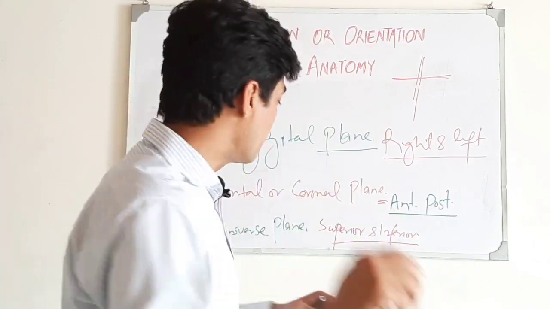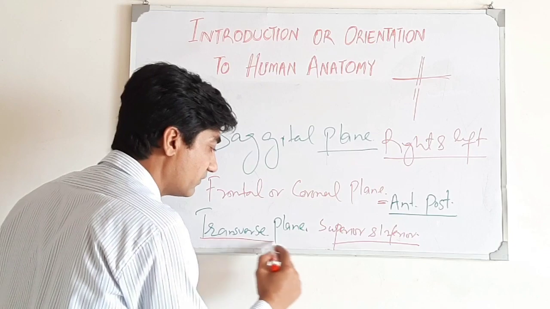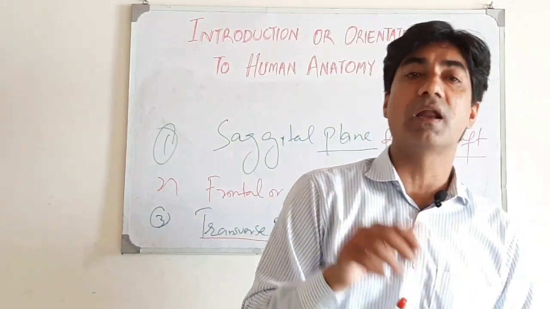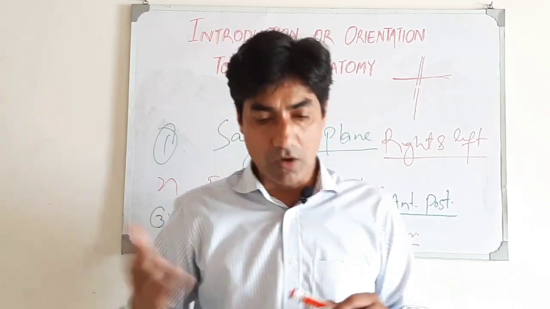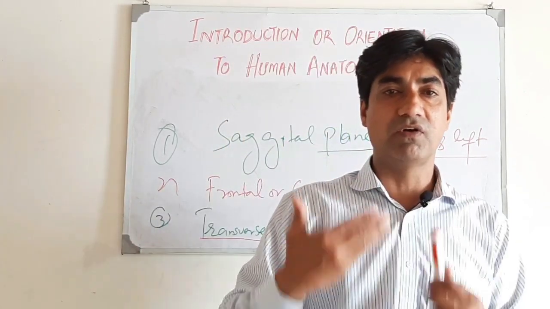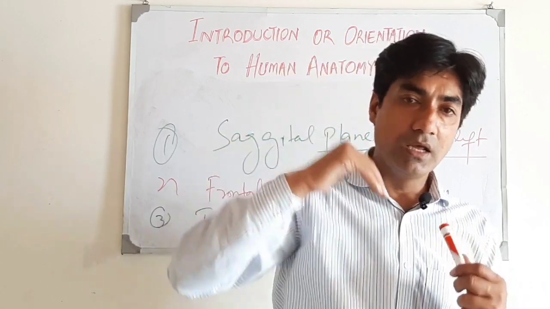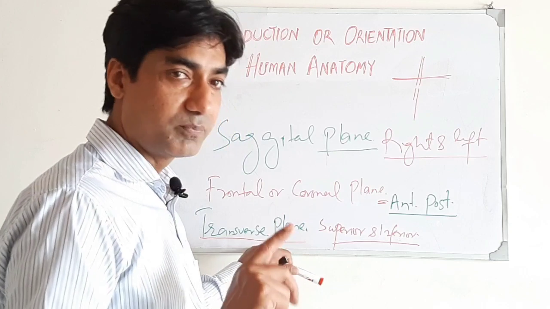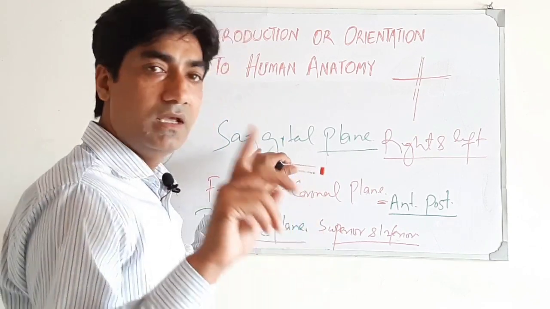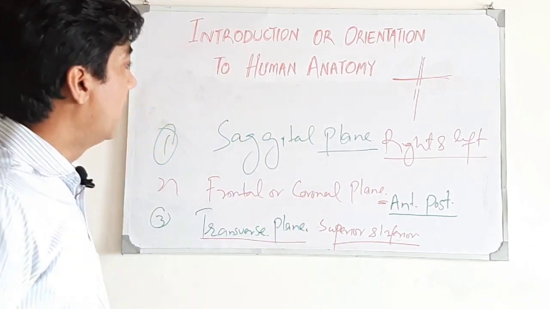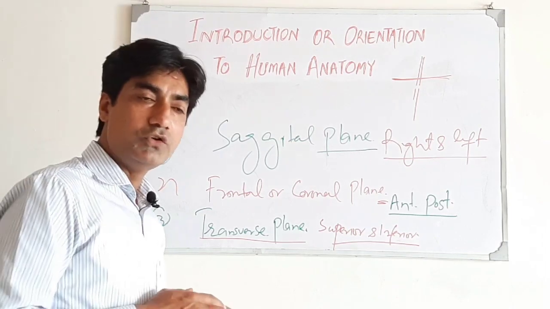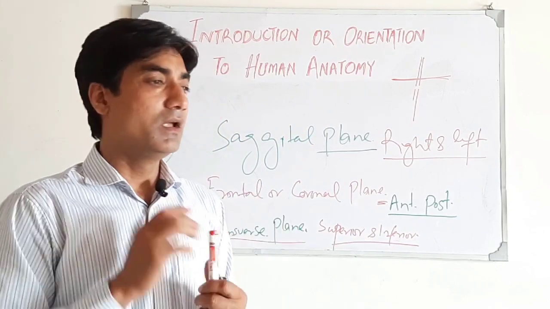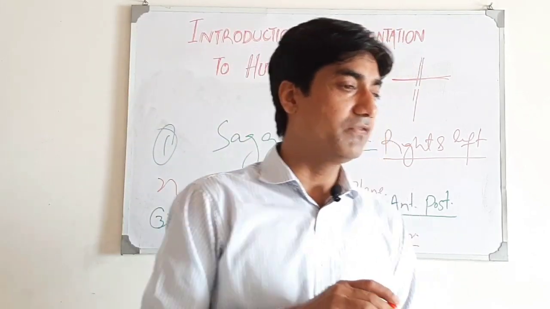And the third one is the transverse plane. In the transverse plane, the imaginary cut is applied horizontally, and the body is divided into superior and inferior portions. These were the three anatomical planes. And in the next lecture, we will discuss body cavities and different organ systems.